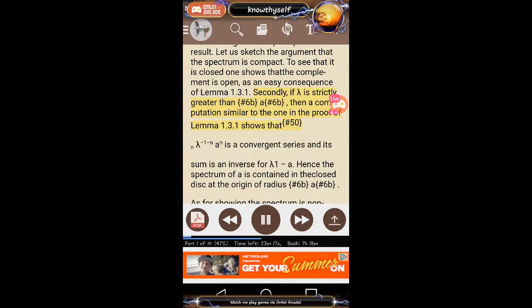Secondly, if |λ| is strictly greater than ‖A‖, then a computation similar to the one in the proof of Lemma 1.3.1 shows that the series Σ λ^(−n−1) A^n is convergent, and its sum is an inverse for λ1 − A. Hence the spectrum of A is contained in the closed disk at the origin of radius ‖A‖.